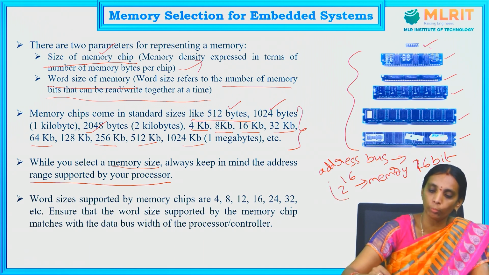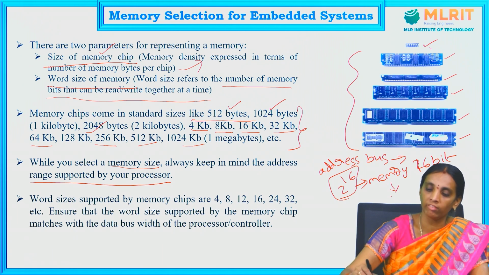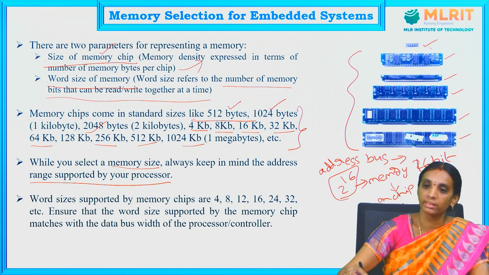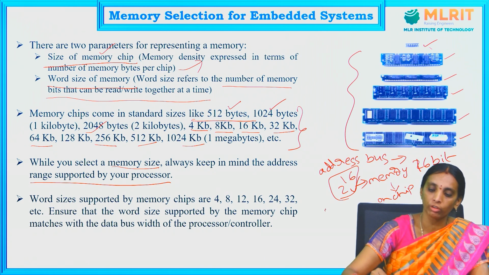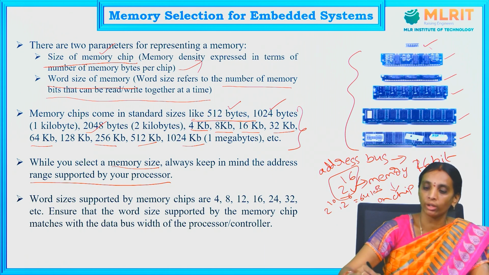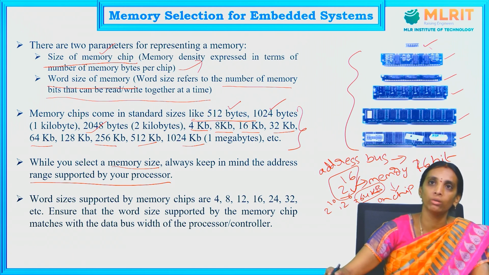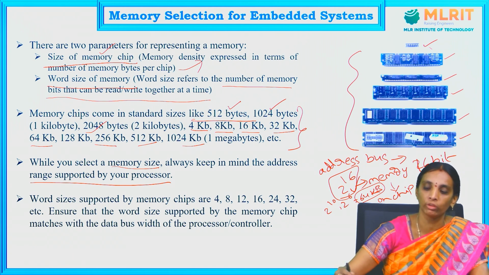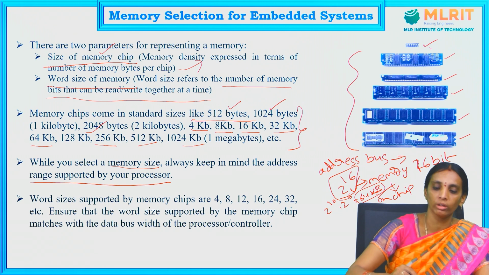On this 2 power 16, we need to check whether it is available on chip or not. 2 power 16 is nothing but 2 power 10 into 2 power 6, that is 64 KB. If the on-chip memory capability is not 64 KB and it is not sufficient, then we can use external memory, up to 64 kilobytes, for our design.